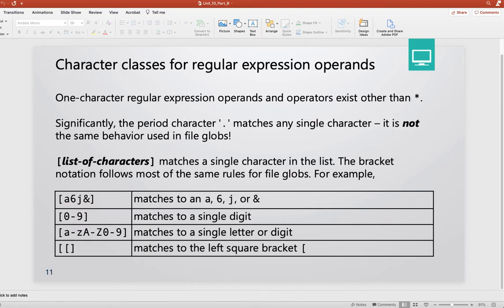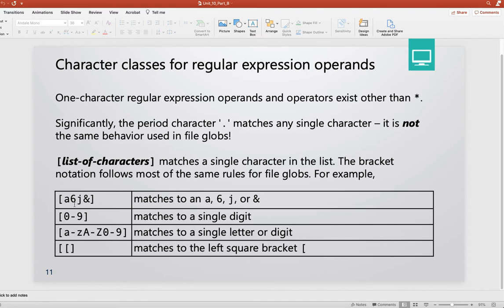So one character regular expression operands and operators exist other than asterisk. Significantly, the period character, the single dot, matches any single character. It is not the same behavior used in file globs. So the list of characters matches a single character in the list, and the bracket notation follows most of the same rules for file globs.